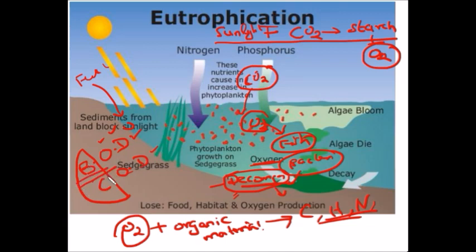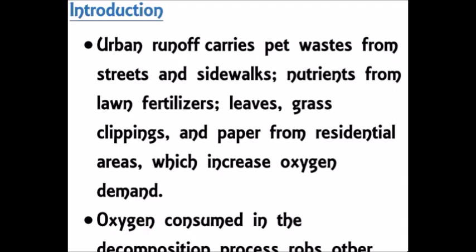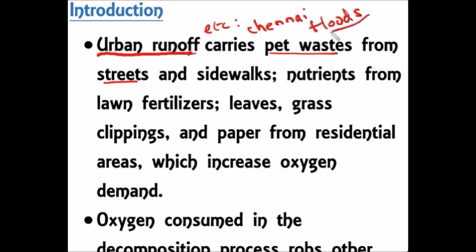Then what is the difference between chemical and biological oxygen demand? Let's discuss further. Urban runoff water which carries pet waste and other street waste reaches the water body. For example, take the Chennai floods, as probably you heard recently. Chennai was severely affected by floods, and most of the street waste and organic pollutants were washed away from the Chennai streets and reached the water body. So the organic content in the water bodies around Chennai will be high at this time.